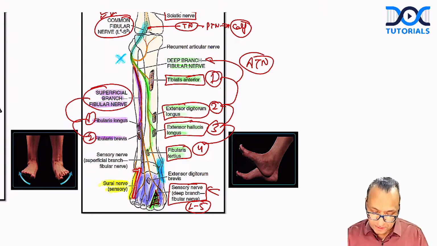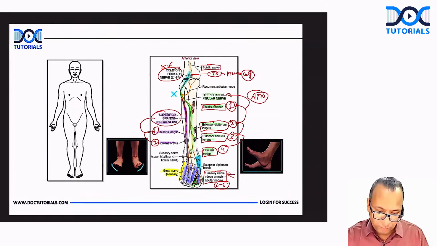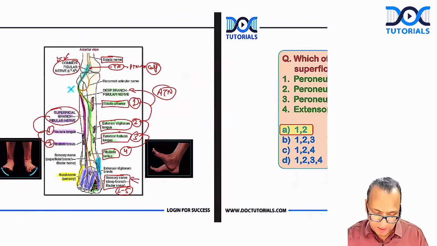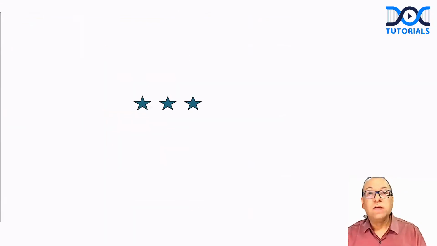The little toe lateral is the sural nerve, a branch of the tibial nerve. If you say first interdigital space, that is the deep peroneal nerve. Otherwise, most of the dorsum of the foot is supplied by the superficial peroneal nerve. The major nerve on the skin on the dorsum of the foot is the superficial peroneal nerve. So with that, you can keep your answer as choice number A, because it is peroneus longus and peroneus brevis, and that is all I wanted to take care of.